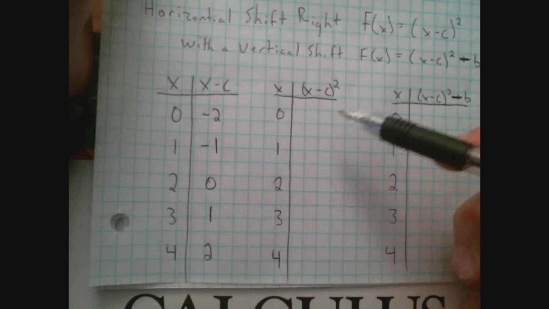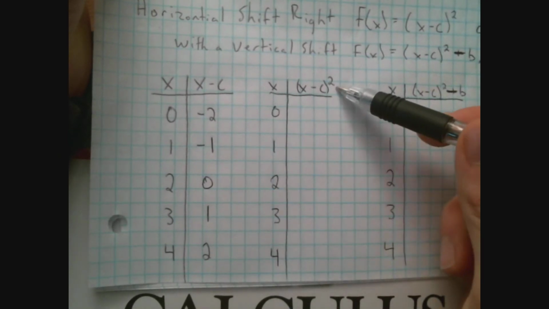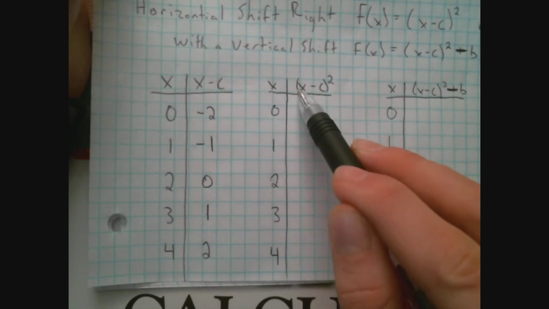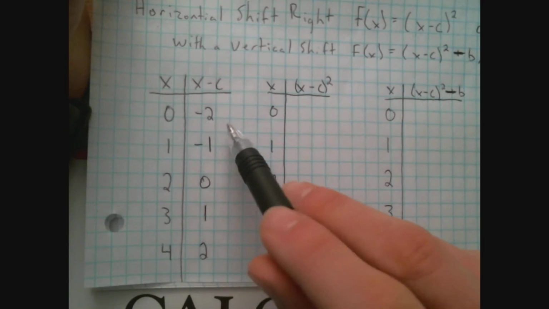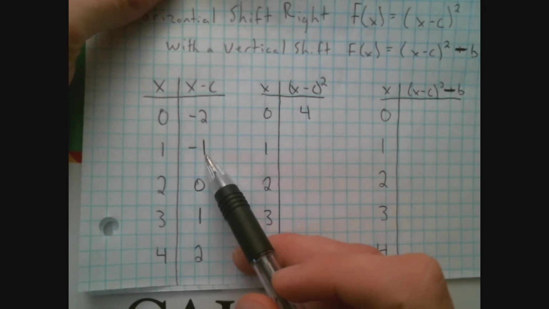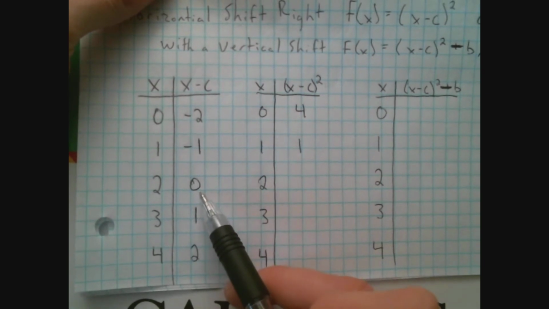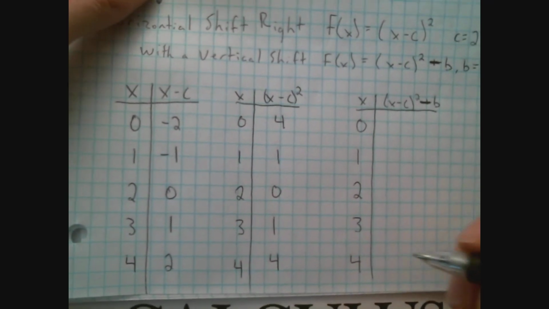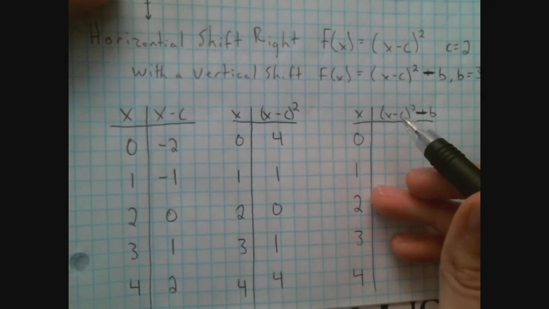Now, we're going to take these numbers and we're going to move them over, we're going to do the square over here because that little piece, the function, is in the parentheses here. So negative 2 squared is 4. Negative 1 squared is 1. 0 squared is 0. 1 squared is 1. And 2 squared is 4. Alright, so now we're done with the horizontal shift.